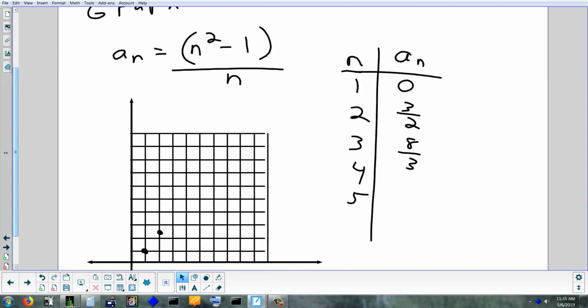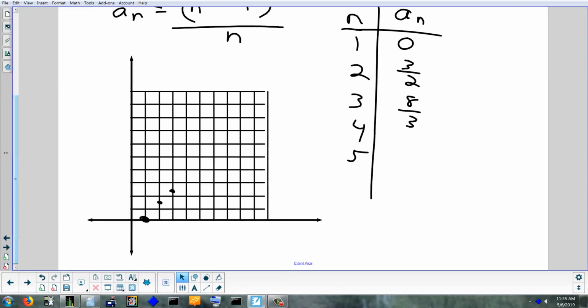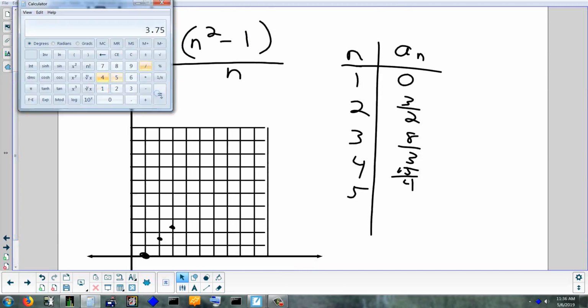For 3, 8 thirds, that's 2 1/3, roughly. Wouldn't the 0 be down on the 1, 0? Thank you, yeah, 1, 0, because it should look like a pretty much straight line. When we do 4, that's going to be 15 fourths, right? So that's 3.75. All right, so 4, 3.75.